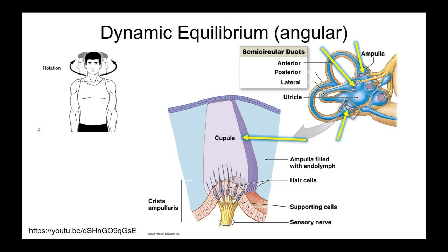So just like when you think about the bucket of water there, you're swinging the bucket of water around and then you suddenly stop. What happens to that water? It kind of sloshes around, right? Same thing is happening here in the semicircular canals. Is that making sense to folks? All right.